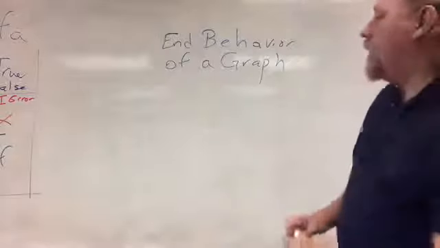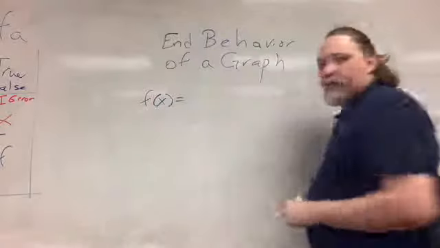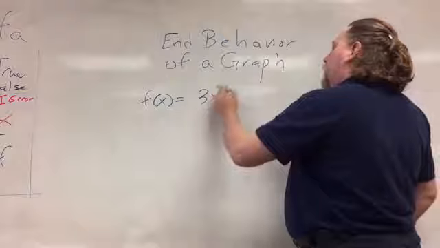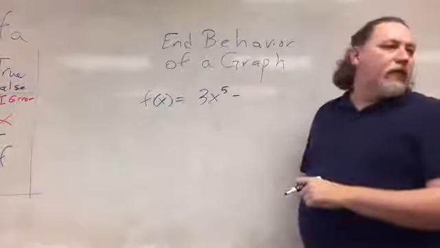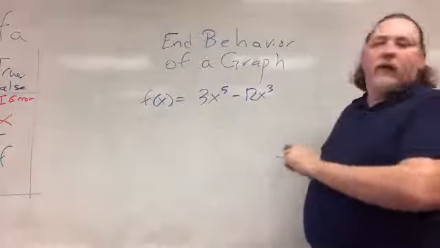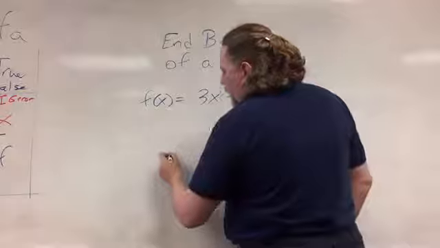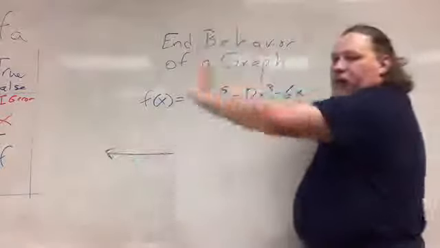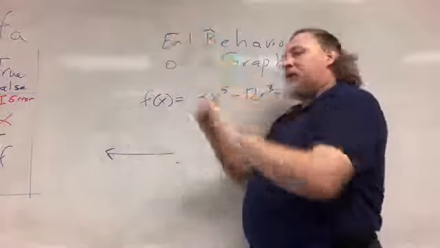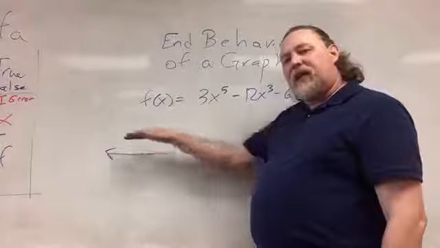Suppose my function is, and I've got it written down right here, 3x to the 5th minus 12x cubed minus 6x. I want to know what happens if I follow this graph forever off to the left. In general, does it keep going up as I go to the left? Does it keep going down as I go to the left? Or is there some number it levels out at?